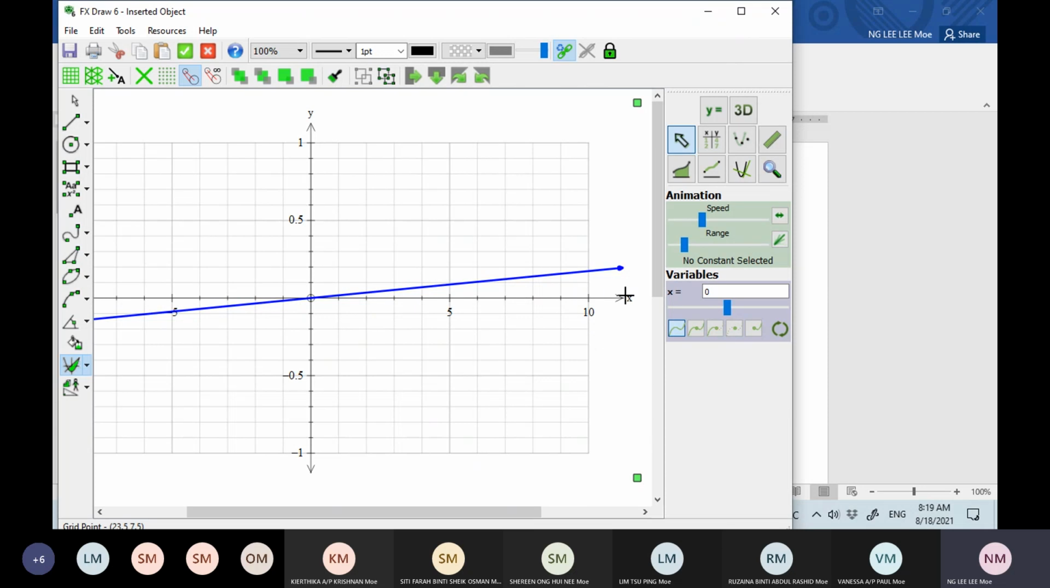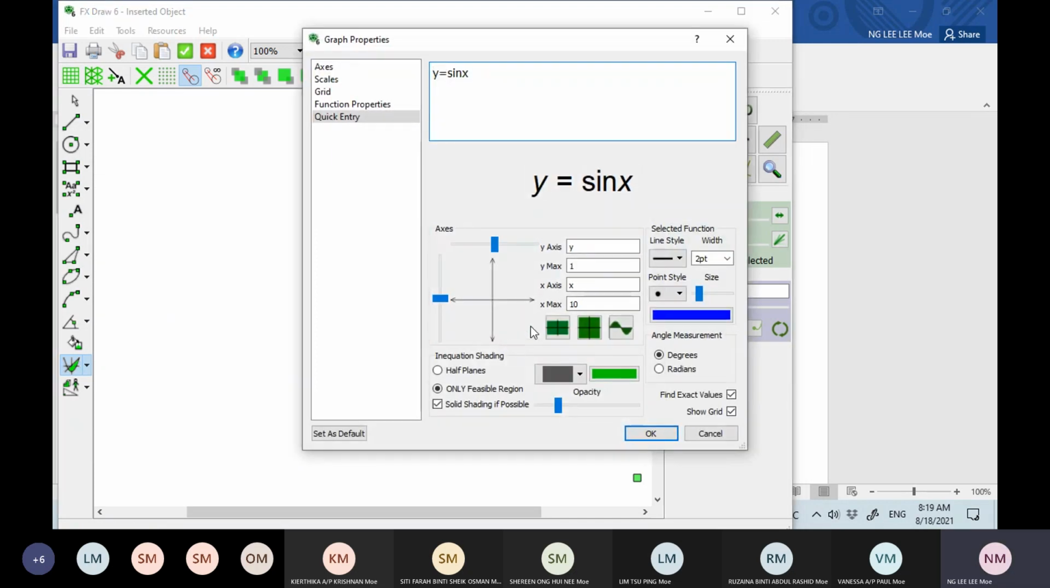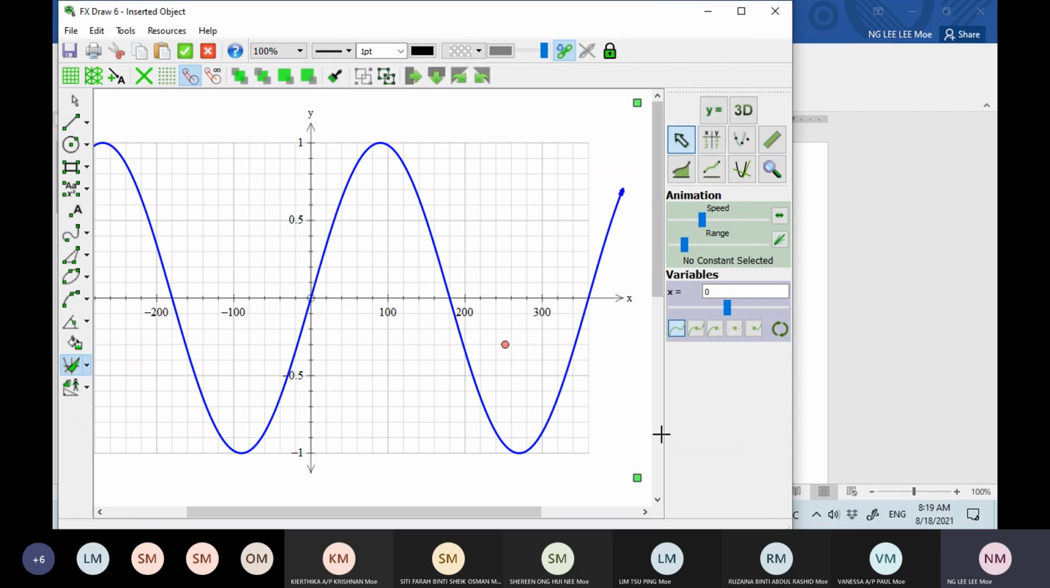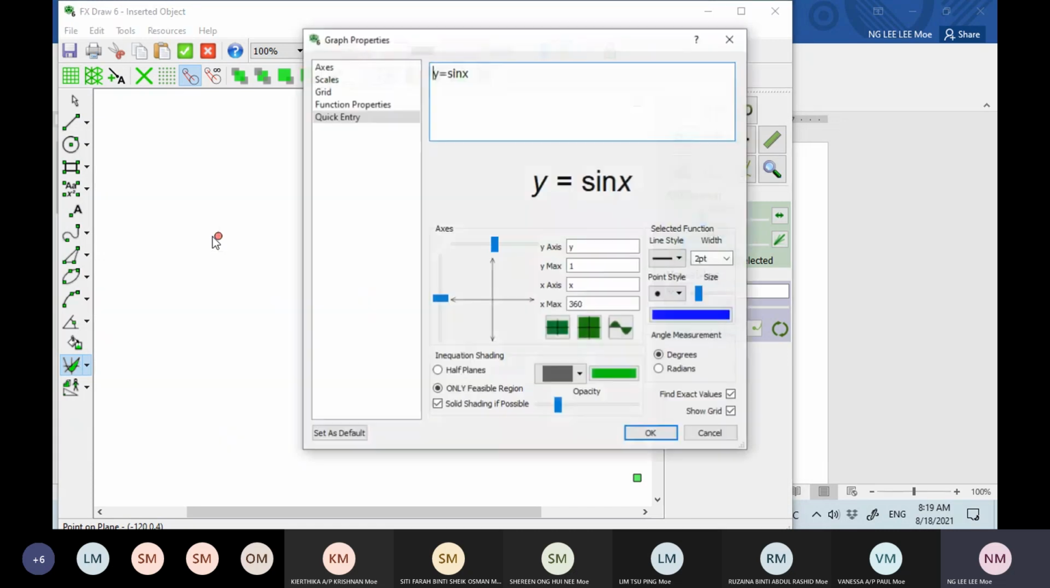I still cannot see, because the x here is until 10. I'm not very sure whether the one given is in radian or in degree. How about I adjust this one to become 360? Assume this is degree. Here is degree, angle measurement, we put degree. I don't concentrate on the negative part, so I will adjust the axis this way.